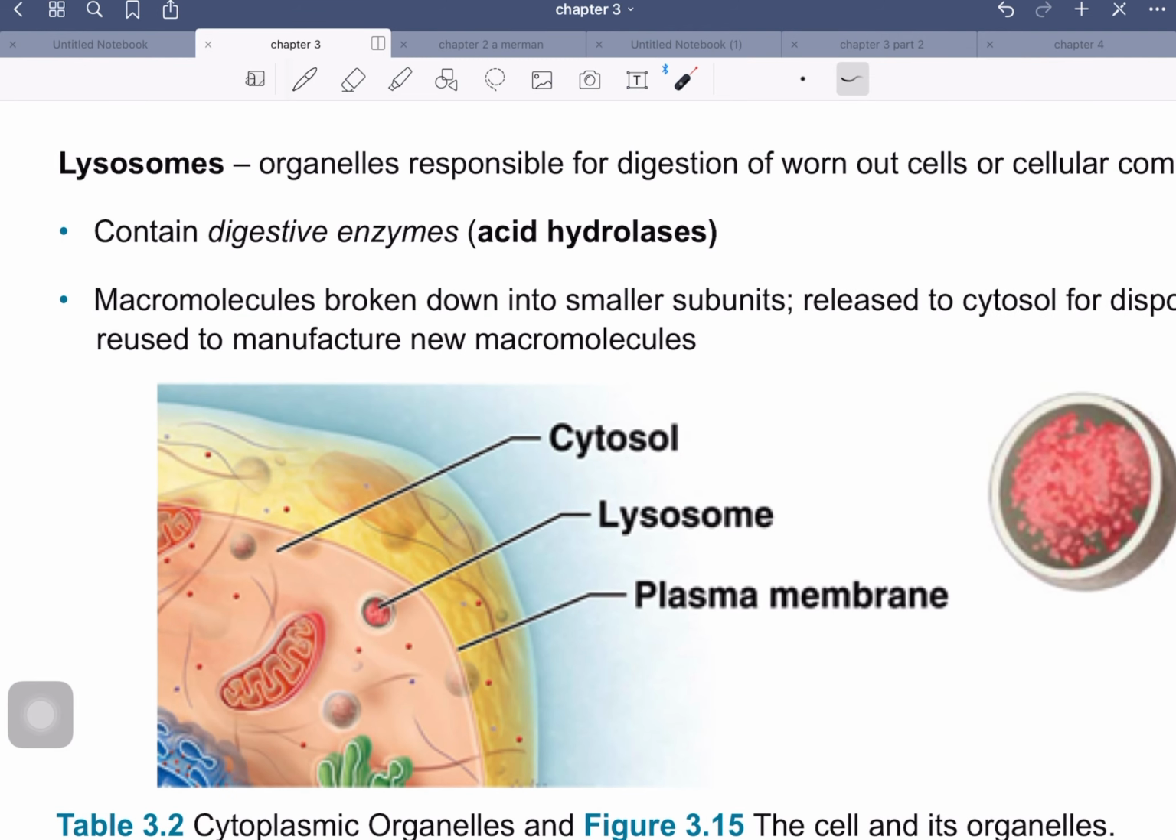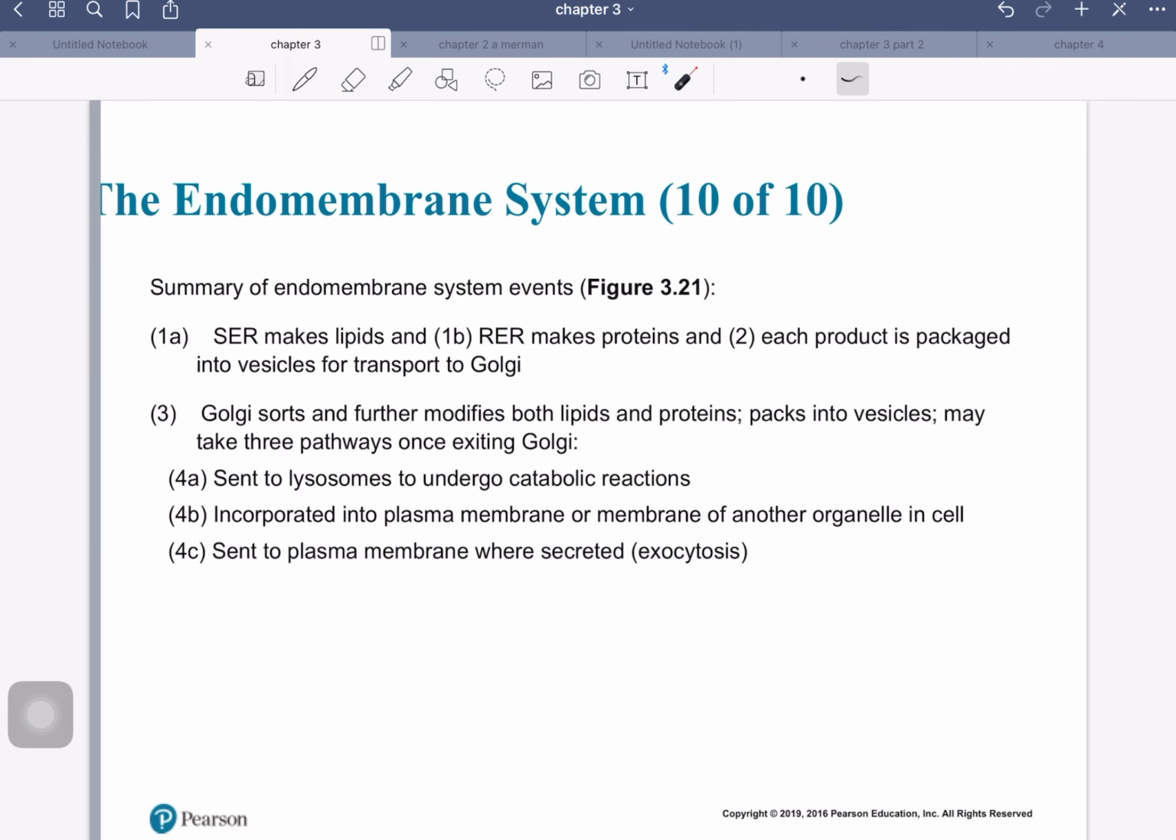And you can see lysosomes are fairly small in size compared to things like the mitochondria or the Golgi that we can just see right there in the bottom.